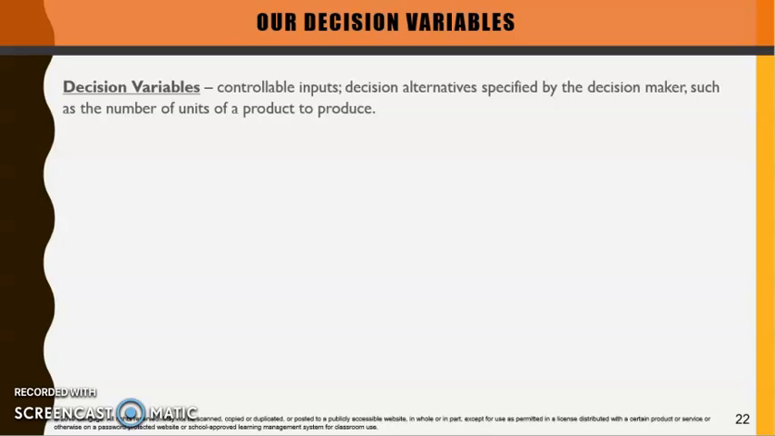Before you check the answer, make sure you have your own list of decision variables in front of you, and after that you can check them. But remember, my friends, apart from this definition that you see here, controllable input, decision alternatives specified by the decision maker, such as the number of units of a product to produce.